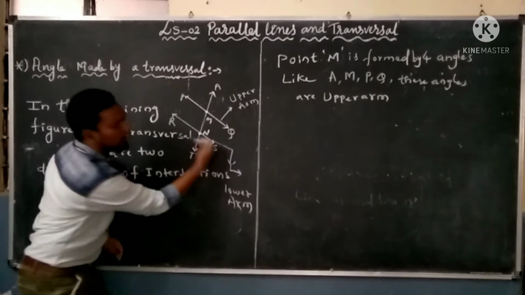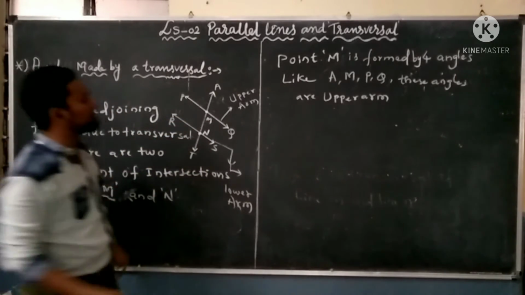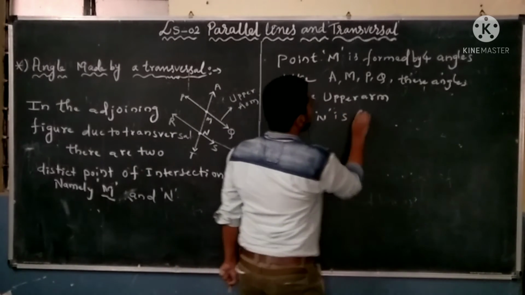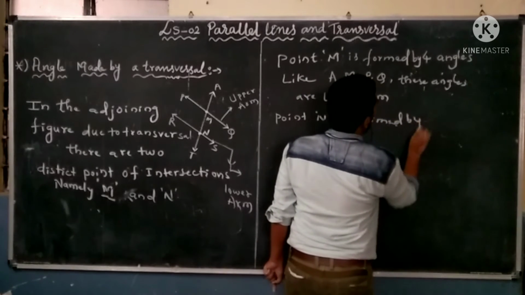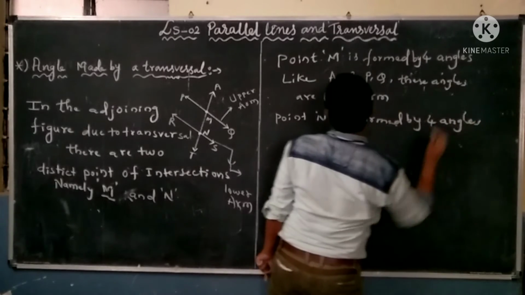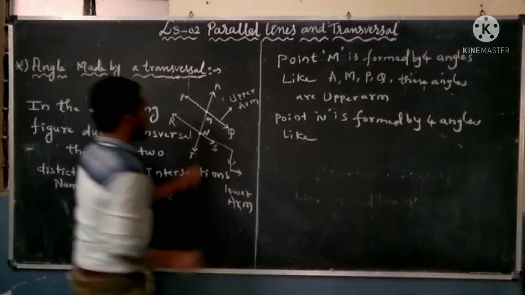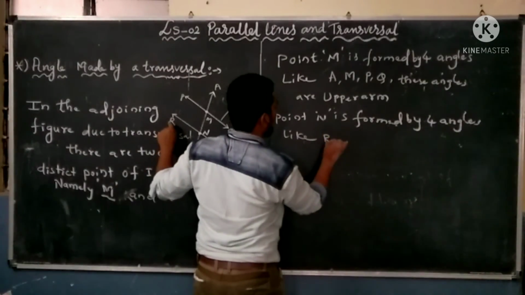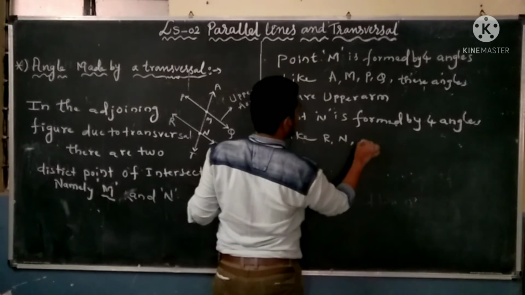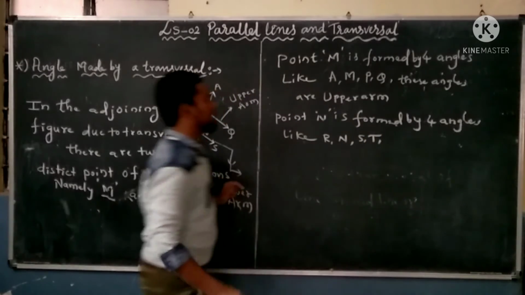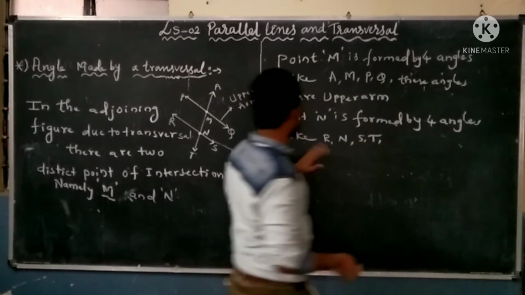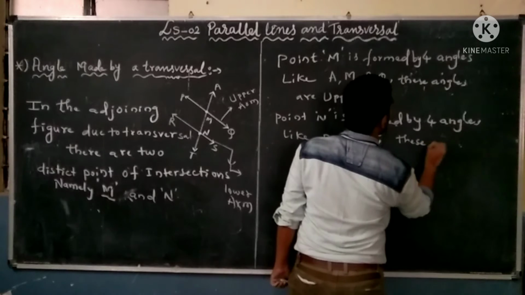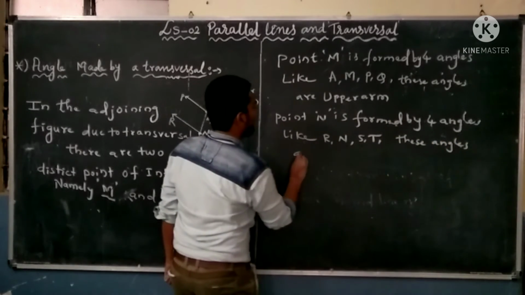Next, point N. This is lower arm. Point N is formed by 4 angles like R, N, S, T. Here also point N is formed by 4 angles. Therefore, these angles are lower arms.